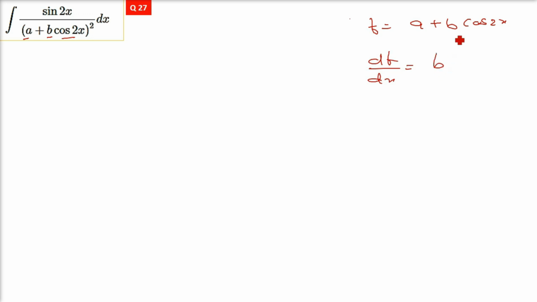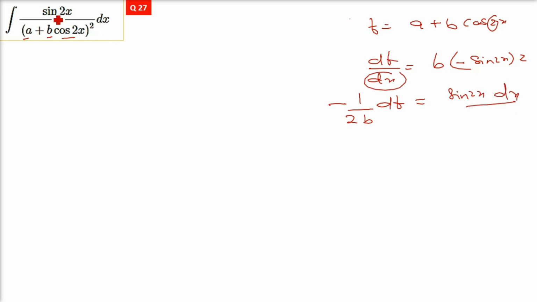dt by dx will be equal to, now differentiate both the sides, b into sin 2x with negative sign and 2, as differentiation of 2x will be 2. So dt, with negative 1 by 2b brought to the left hand side, equals sin 2x dx on the right hand side. Now this sin 2x dx is already in the numerator. So this integration will become negative 1 by 2b, which I am bringing in front of the integration sign, and sin 2x dx will be dt divided by t square.